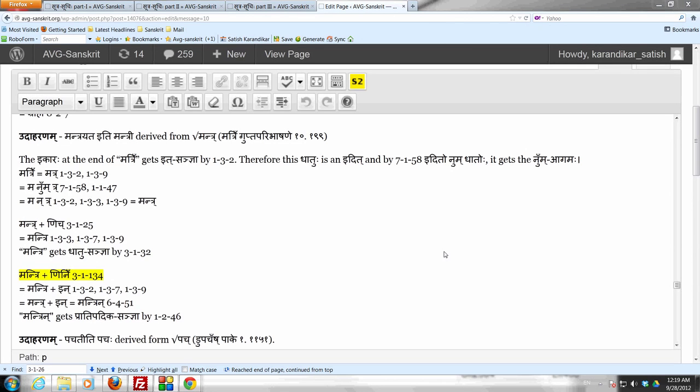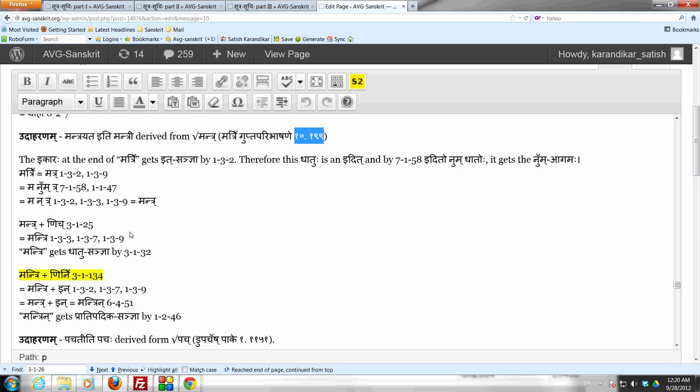Please make a small correction here. When we derived the form mantrayate iti mantri, at that time I forgot to add the affix nich to the form mantra, because as explained earlier, this dhatu mantri belongs to the churadiganaha. Mantri gupta paribhashane, churadiganaha. So any dhatu of the churadiganaha cannot be used as it is. We have to add the affix nich.